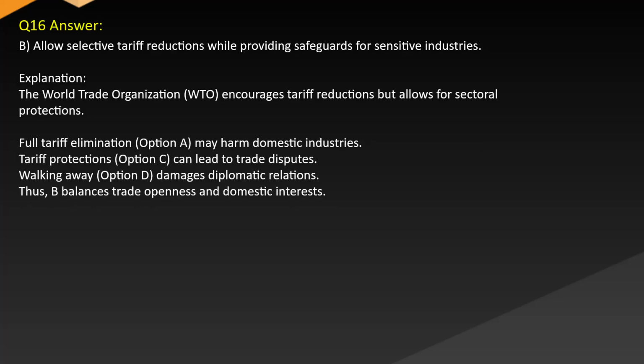Answer: B. Allow selective tariff reductions while providing safeguards for sensitive industries. Explanation: the World Trade Organization (WTO) encourages tariff reductions but allows for sectoral protections. Full tariff elimination, option A, may harm domestic industries. Tariff protections, option C, can lead to trade disputes. Walking away, option D, damages diplomatic relations. Thus, B balances trade openness and domestic interests.